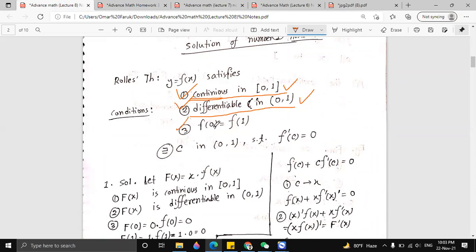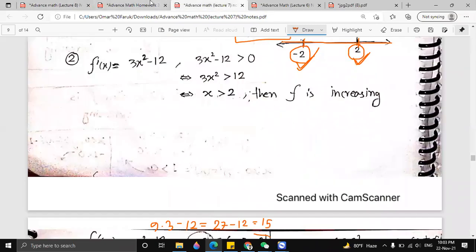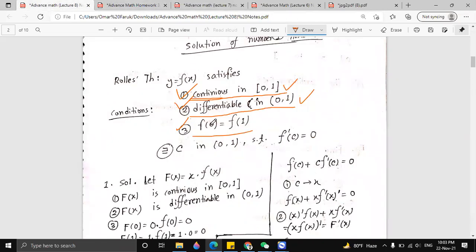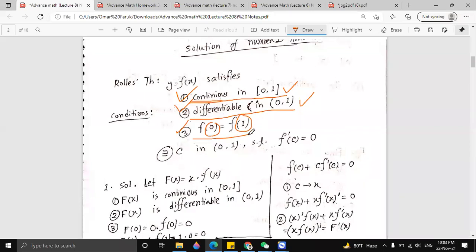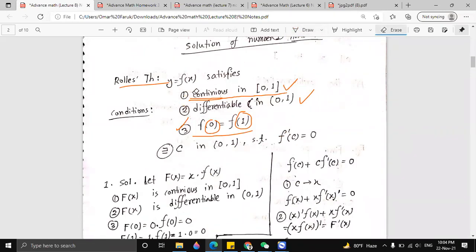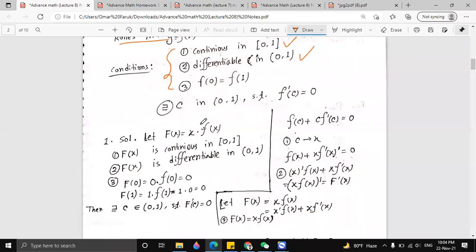And number 3 is f of 0 is equal to f of 1. That means the endpoint values are the same. Here our interval is [0, 1], so f of 0 is one endpoint value, and f of 1 is the other endpoint value. These two will be the same in Rolle's theorem.